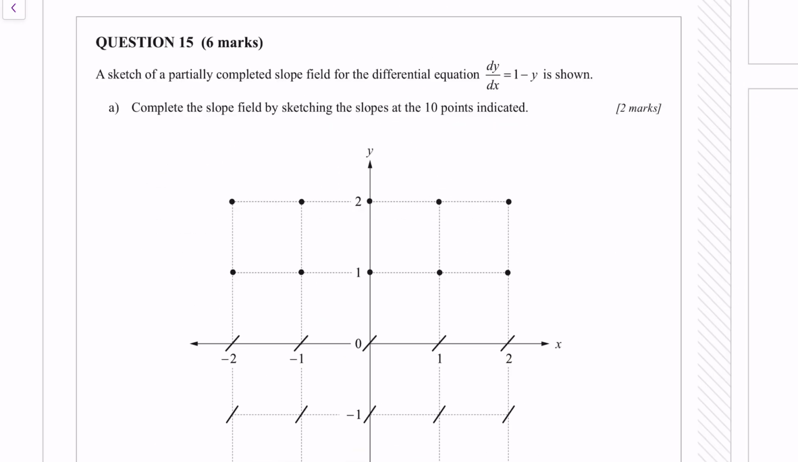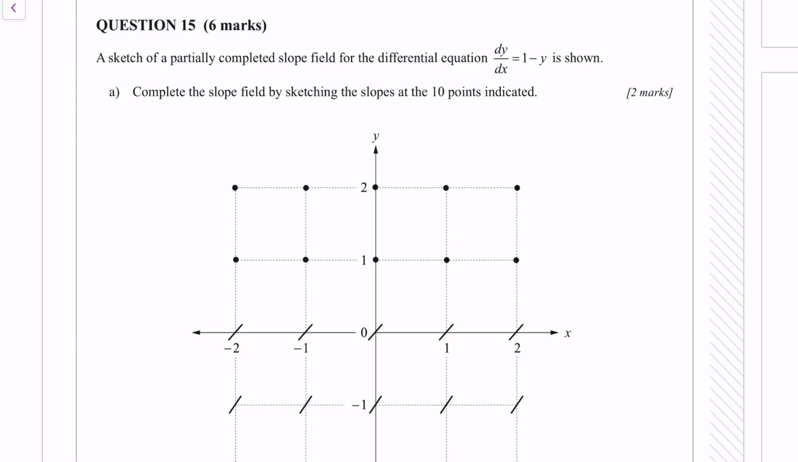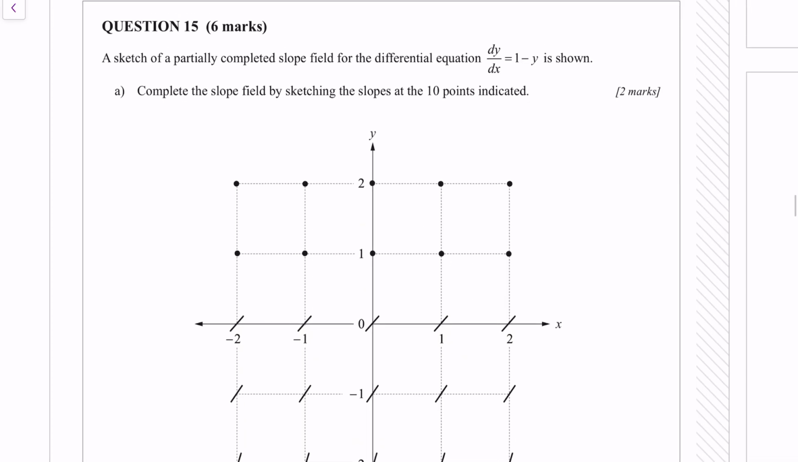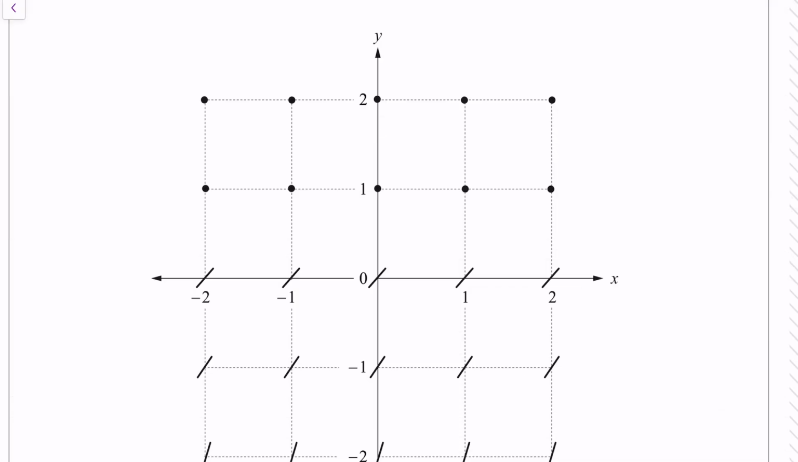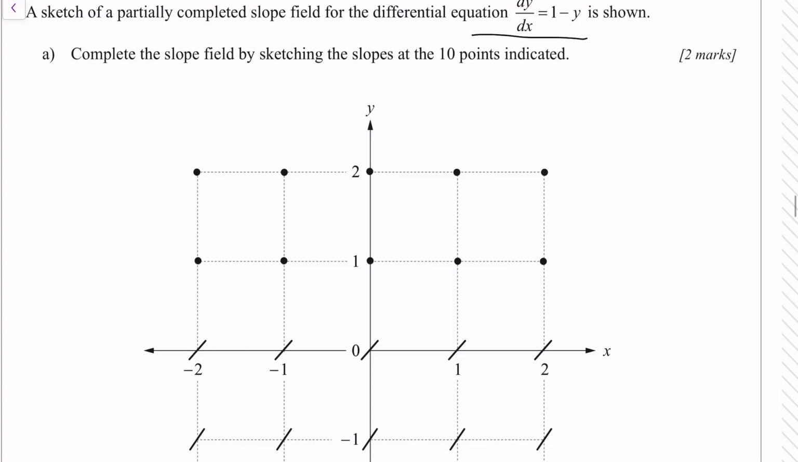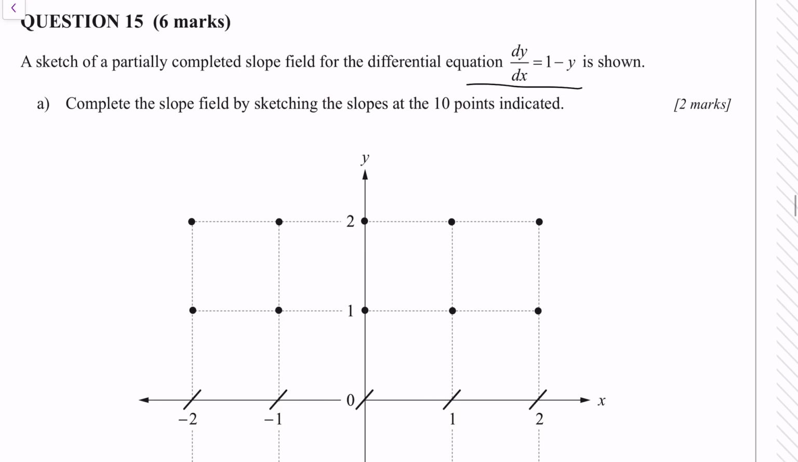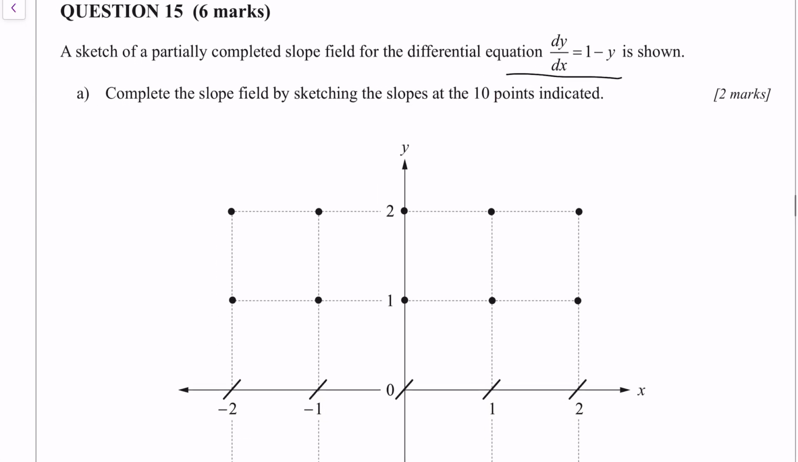All right, question 15 was on slope fields. And so the question says, a sketch of a partially completed slope field for the differential equation dy/dx equals 1 minus y is shown. And then we have to complete the slope field by sketching the slopes at the 10 points indicated, which are obviously that 5 by 2 points right here in the top. And so there's really only 2 marks because there are 2 different types of slopes you can do. Again, this was a pretty easy paper, I'd say.